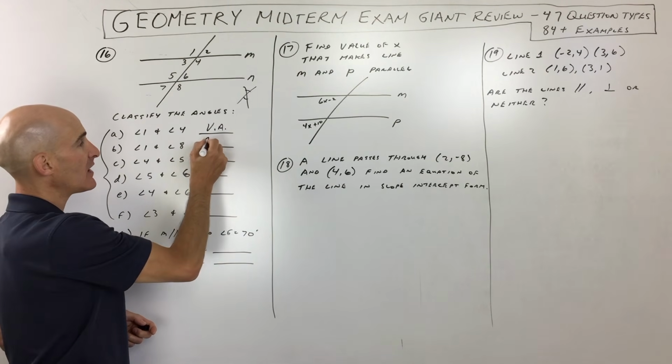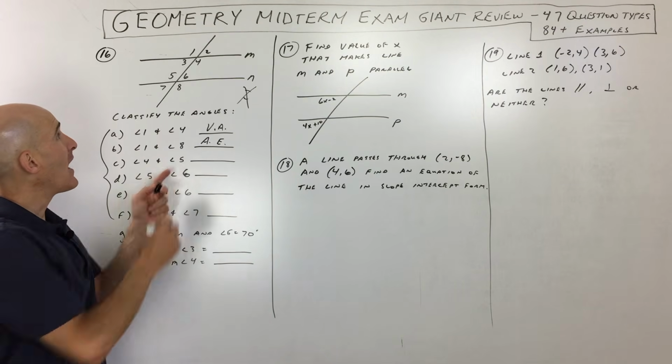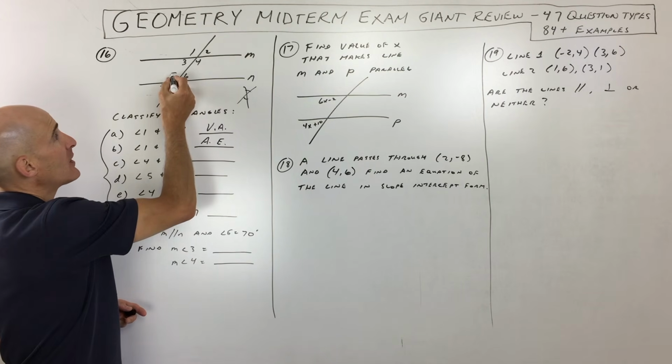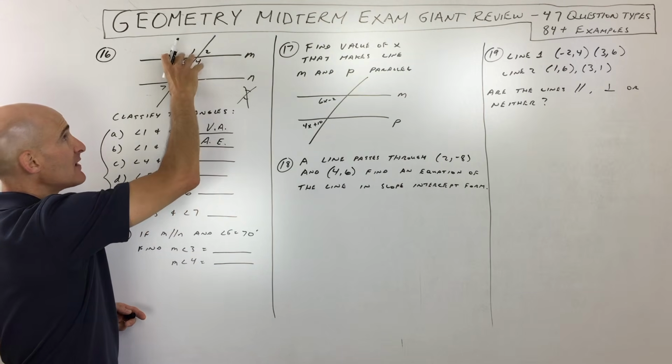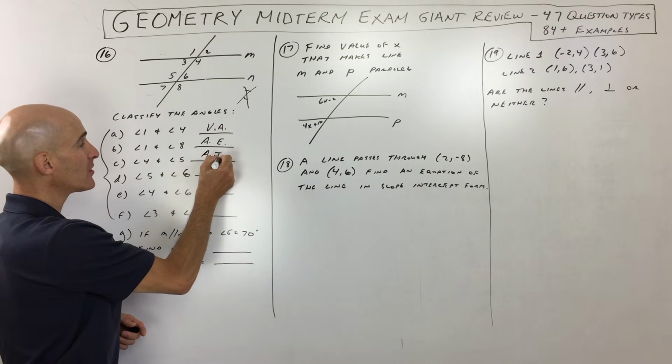I'm just going to abbreviate AE, alternate exterior. Angle 4 and angle 5. Okay, now these again, one's on the right, one's on the left, but now they're in between those two lines. So this is called alternate interior, okay?